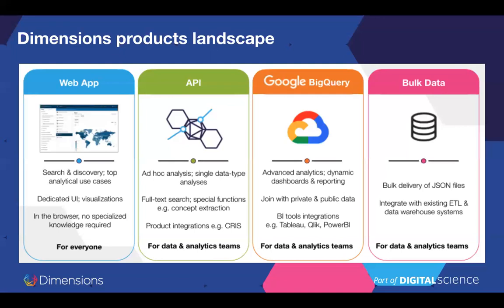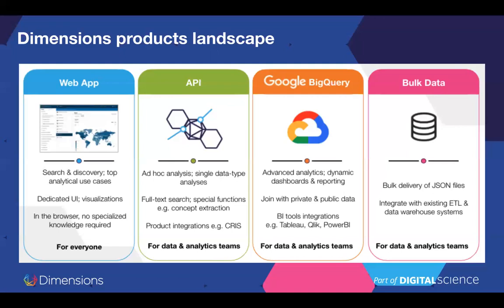So for example, you want to pull data from Dimensions regularly because this data needs to feed into some other system. It could be your own research administration system, or maybe it could be a dashboard that you're building and you need to get data from Dimensions. And so the API is probably the most cost-effective way to pull data from Dimensions into your platform.